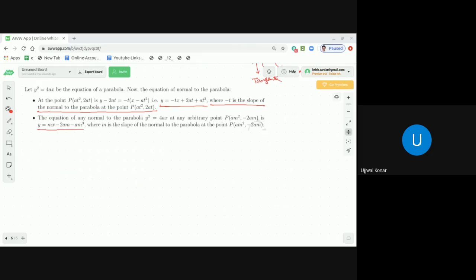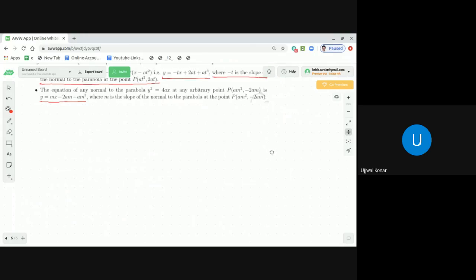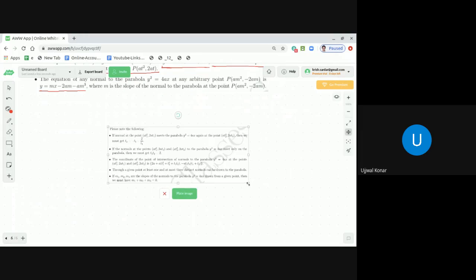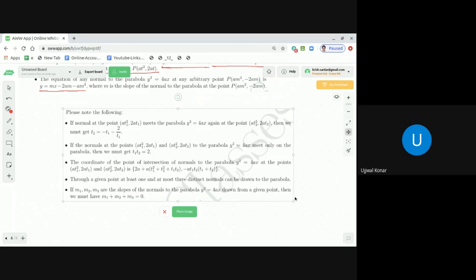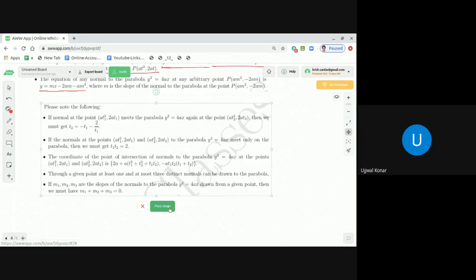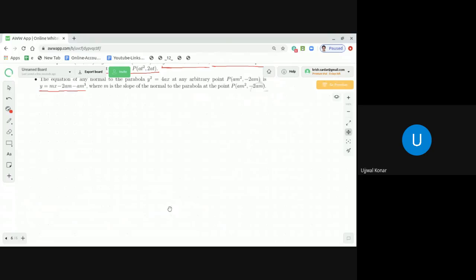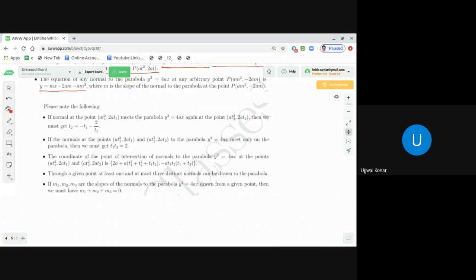So let me show you, and very important information, dear students, and I strongly recommend you to remember this thing. The first one, dear students, is that if the normal at the point at1 square comma 2at1 meets the parabola y square equal to 4ax again at the point at2 square comma 2at2, then we get the relationship t2 is equal to minus t1 minus 2 by t1.